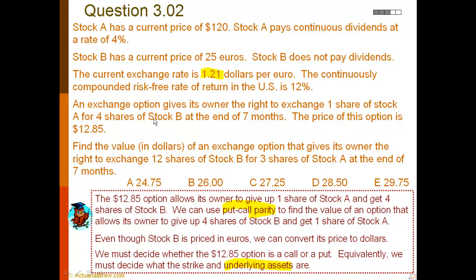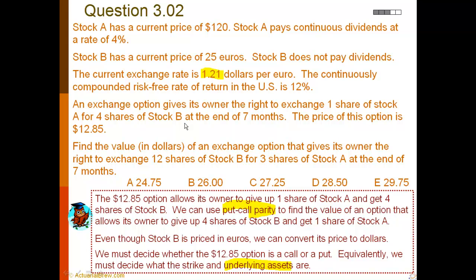Well, let's take a look up here. The option gives us the right to give up 1 share of stock A and get 4 shares of stock B. And remember, I said the underlying asset is 4 shares of stock B. Well, with a call option, you can get the underlying asset. So this is going to be a call option.